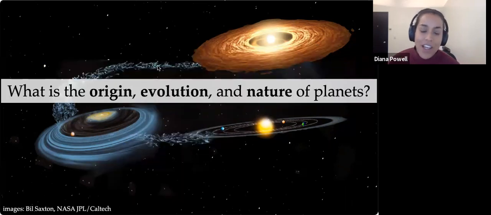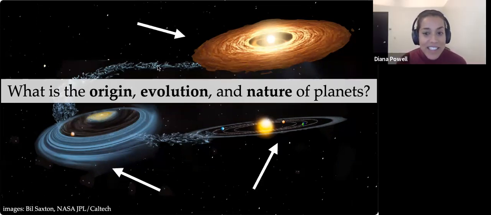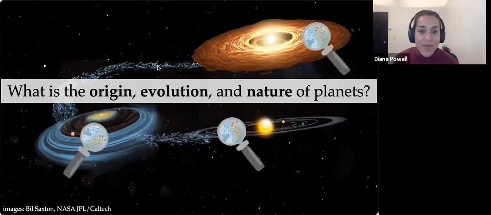Okay, so the key question behind all of this research is, what is the origin, evolution, and nature of planets? And to address this question, I characterize planets and the planetary material and protoplanetary disks. And in particular, I use theoretical microphysical tools to peer beneath each veil, the veil of each stage of planet formation, and uncover fundamental properties of both disks and atmospheres.